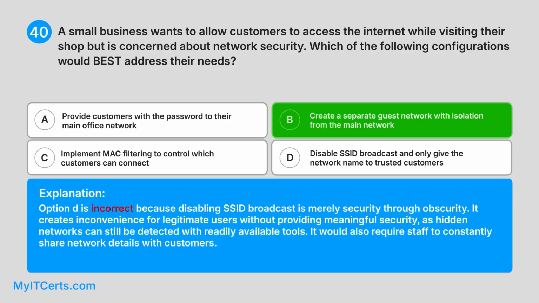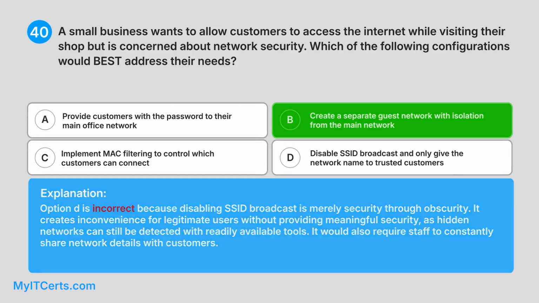Option D, disable SSID broadcast and only give the network name to trusted customers, is incorrect because disabling SSID broadcast is merely security through obscurity. It creates inconvenience for legitimate users without providing meaningful security, as hidden networks can still be detected with readily available tools. It would also require staff to constantly share network details with customers.